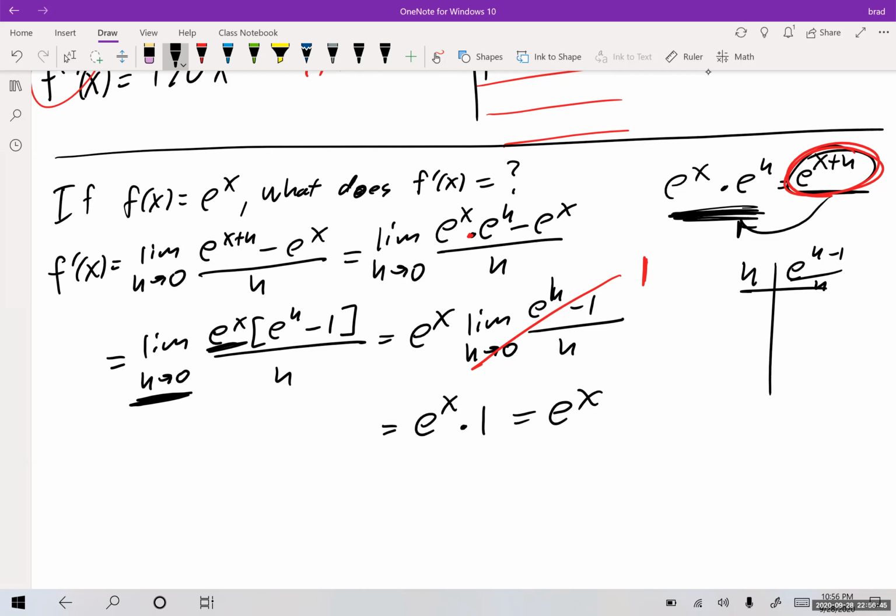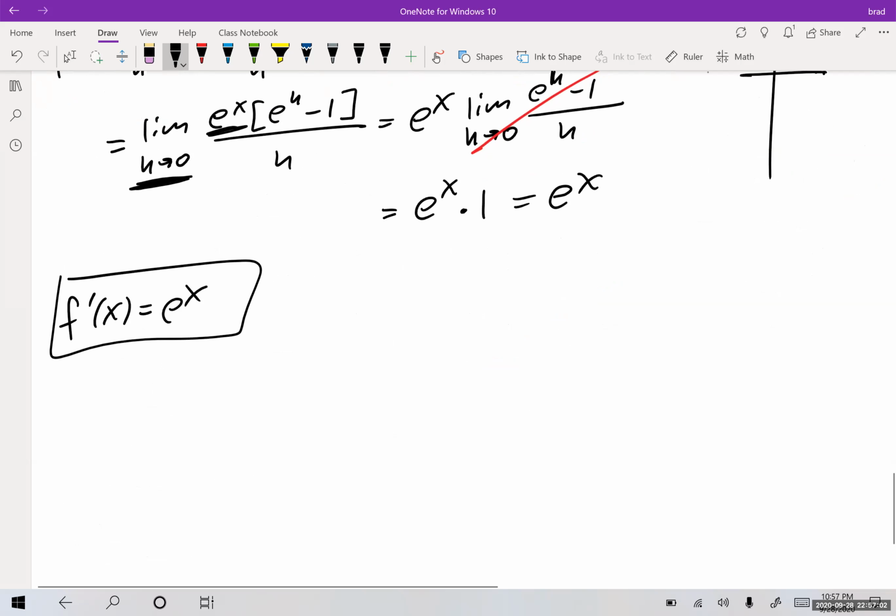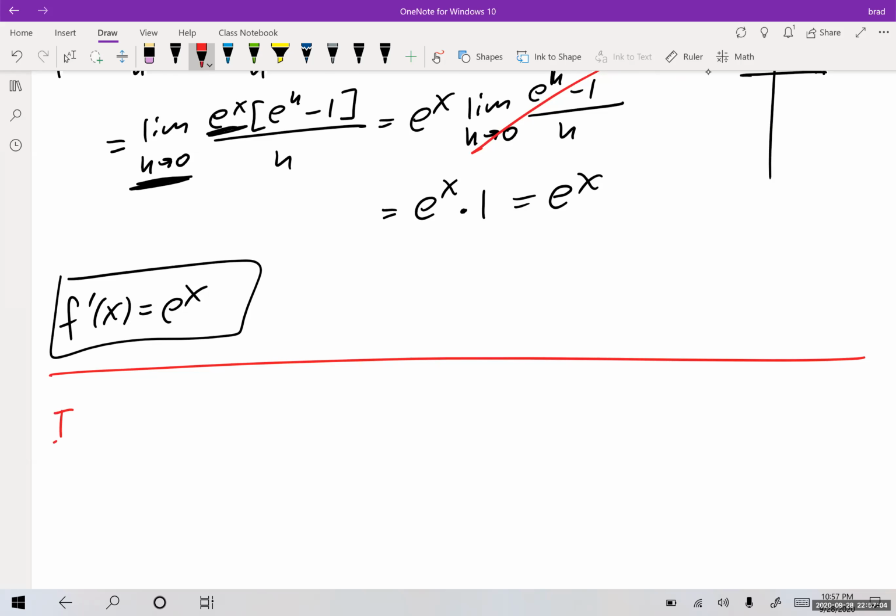So what does that mean? What did we just find? We found that the derivative of e to the x is e to the x. So the instantaneous rate of change of e to the x is the function e to the x. So that means that f prime of x is equal to e to the x. That leads us to a new formula: if f of x equals e to the x, then f prime of x equals e to the x as well.